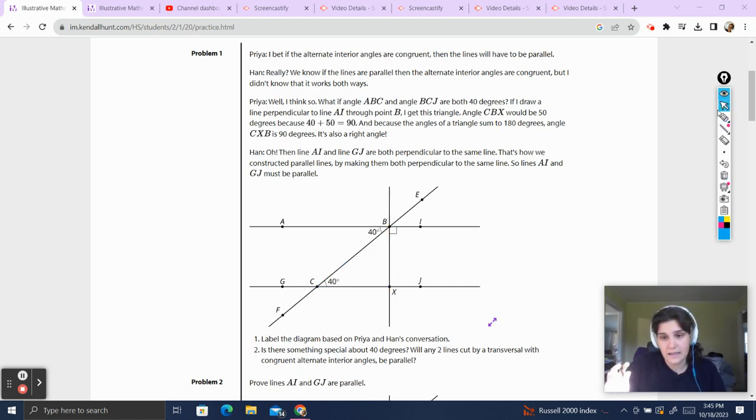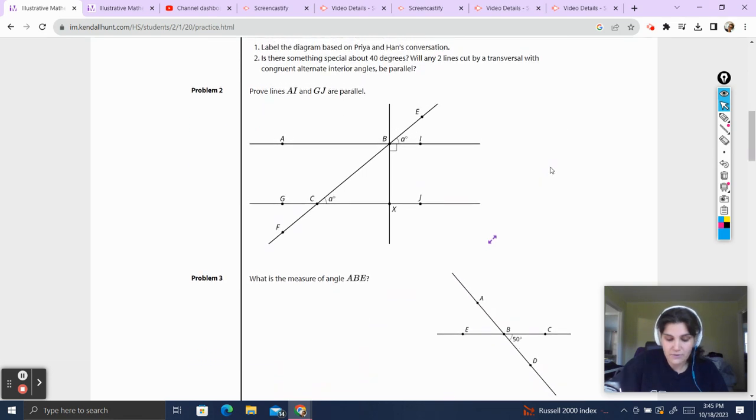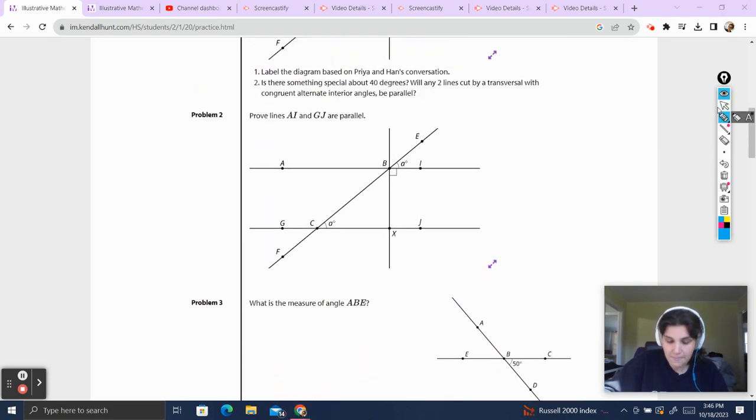Now, I would take a second, if you're going over this yourself, I would reread the scenario and see if you can label it on your own, because these types of questions require quite a bit of thinking, and they're a little bit difficult to do. So working on them yourself is the best way to figure out how to do these independently.